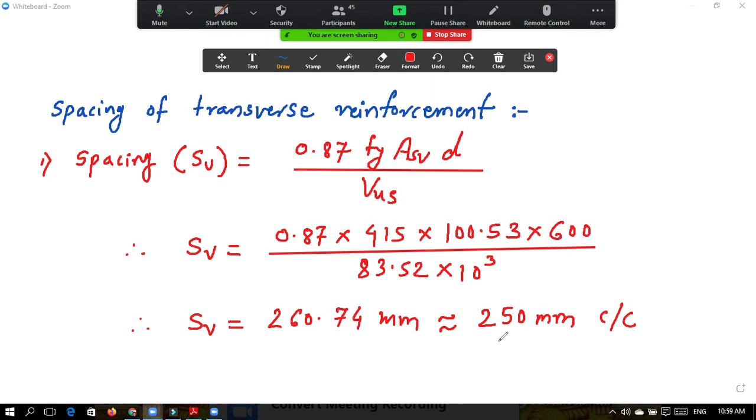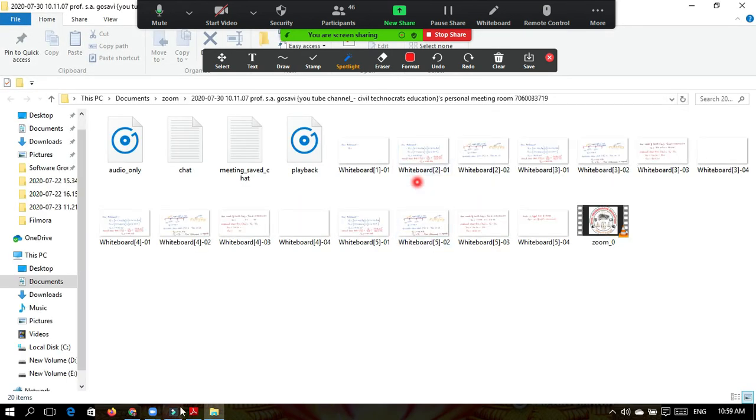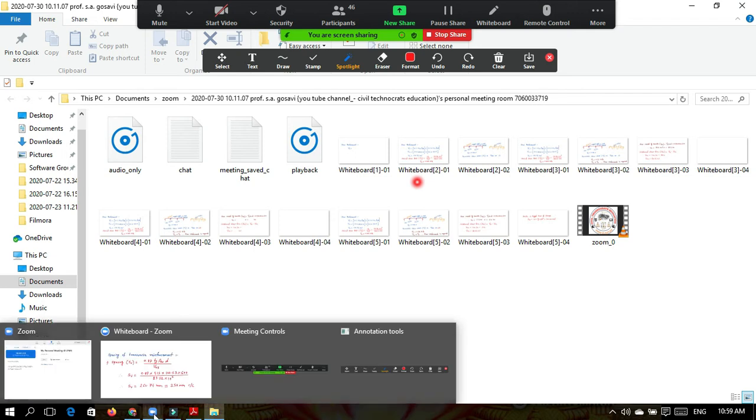Similarly, we are going to calculate the spacing from the second criteria. And what does the second criteria say? This formula will remain the same. Only from this formula we have to remove this d, the effective depth, and instead of Vus we should take 0.4 b. I will tell you how it is.